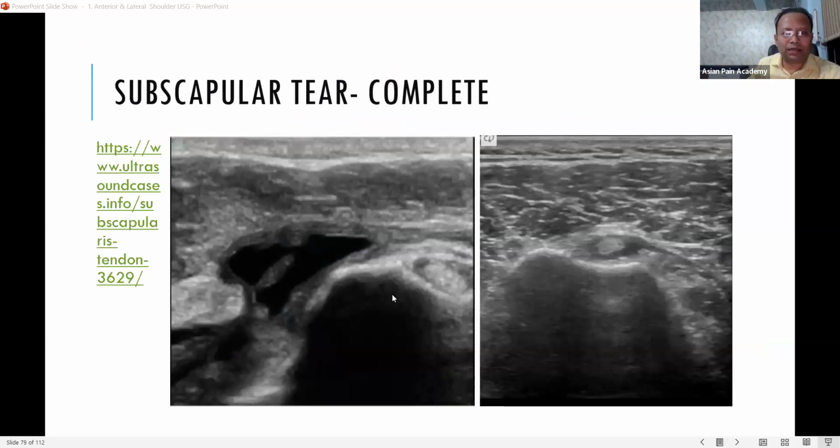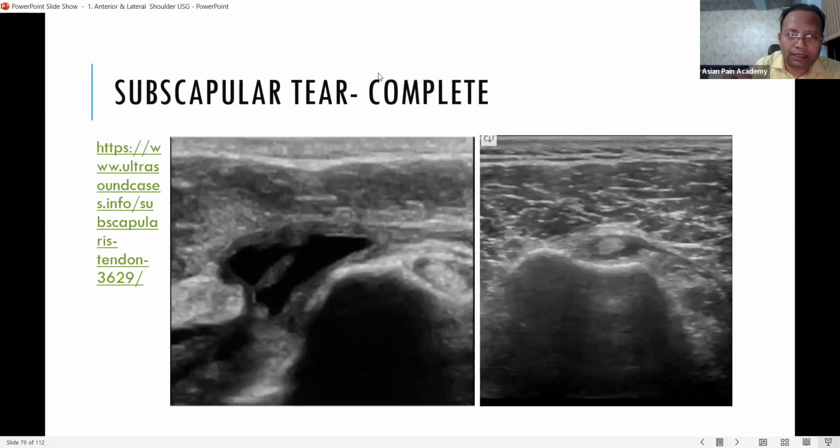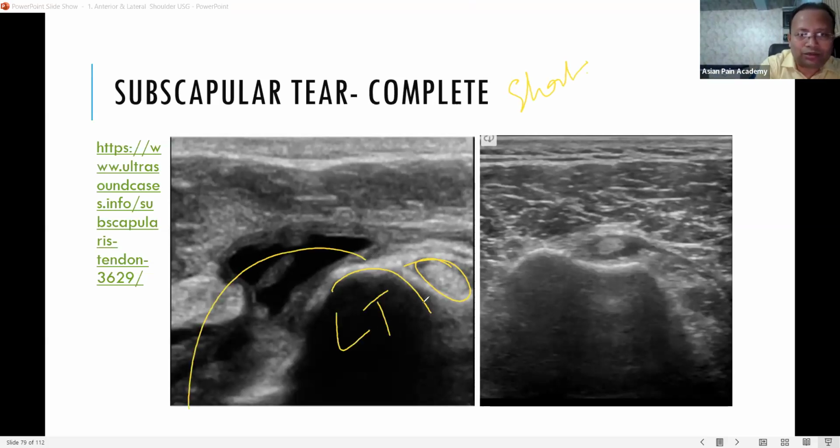So subscapularis tear, if there is a complete tear, so here you can see this is biceps tendon. So if this is biceps tendon and this is a short axis view, then it has to be the subscapularis area. Yeah, this is lesser tuberosity, this side has to be the greater tuberosity, and this should be the subscapularis area. Okay, and here maybe there is coracoid process like that.